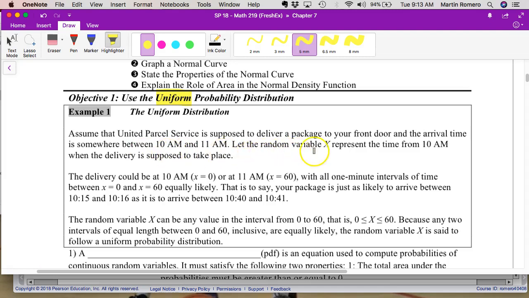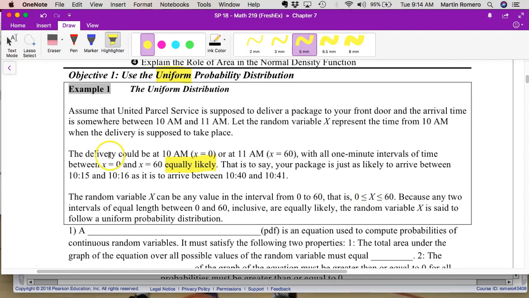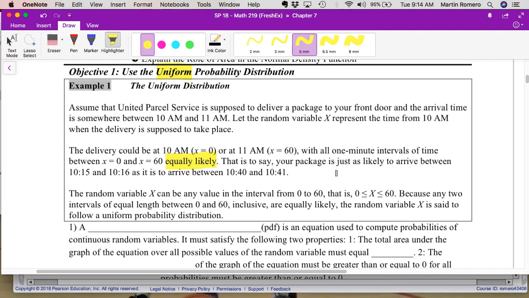So we'll let the random variable x represent the time from 10 when the delivery is supposed to take place. So the delivery could be at 10 a.m., which means x equals 0, or at 11 at x equals 60. With all 1-minute intervals of time between 0 and 60 equally likely. And there's the important term in terms of this being uniform. That is to say, your package is just as likely to arrive between 10:15 and 10:16 as it is between 10:40 and 10:41. We don't know. We just know that it's equally likely to arrive at any time between 10 and 11.